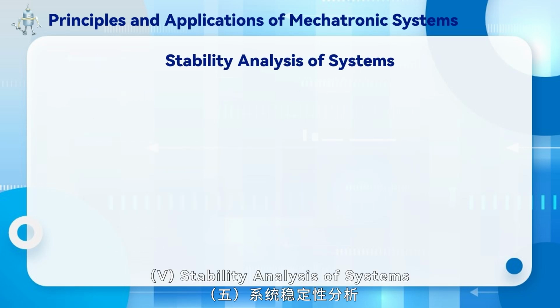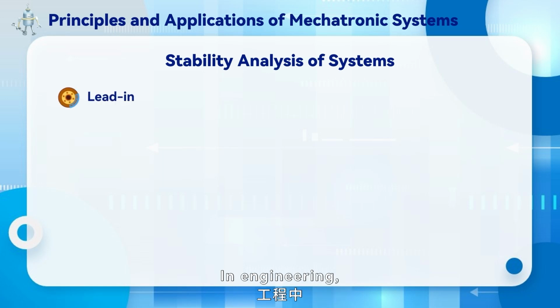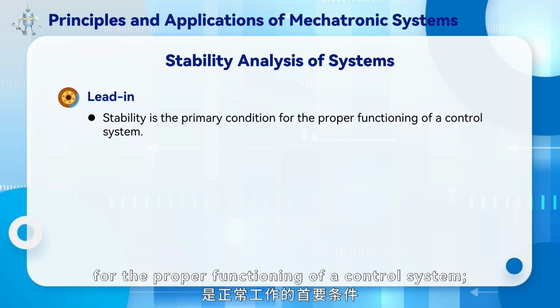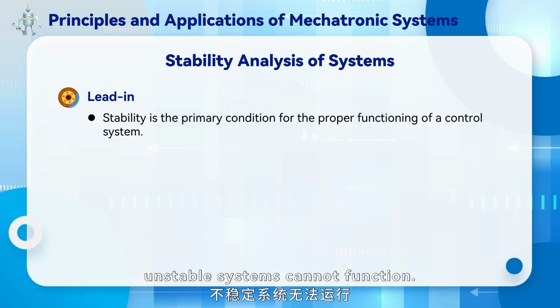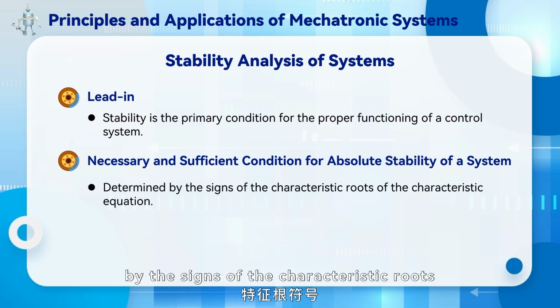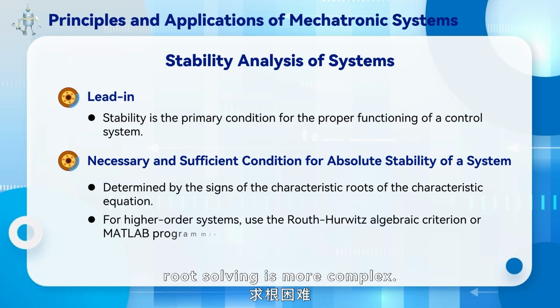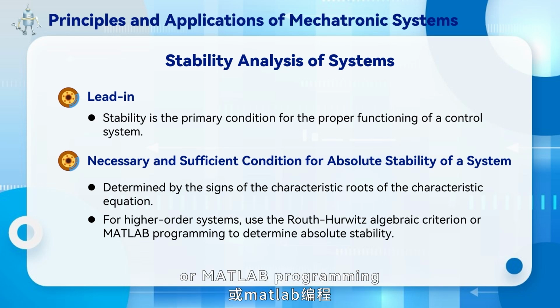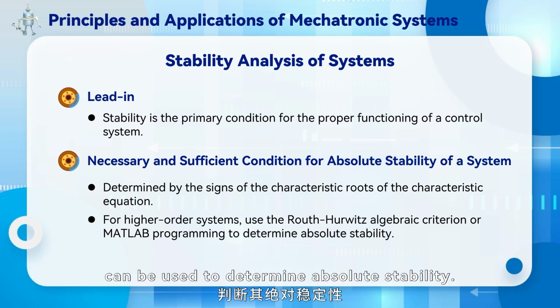5. Stability analysis of systems. In engineering, stability is the primary condition for the proper functioning of a control system. Unstable systems cannot function. The necessary and sufficient condition for absolute stability of a system is determined by the signs of the characteristic roots of the characteristic equation. For first and second order systems, the roots are easy to calculate, while for higher order systems, root solving is more complex. The Routh-Hurwitz algebraic criterion, or MATLAB programming, can be used to determine absolute stability.